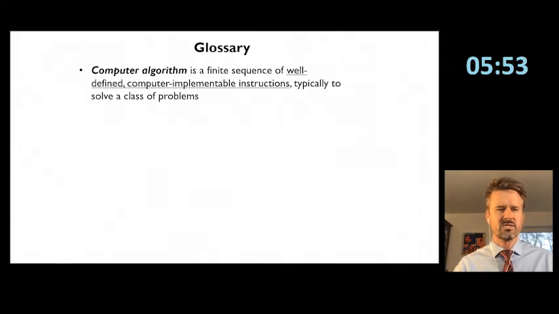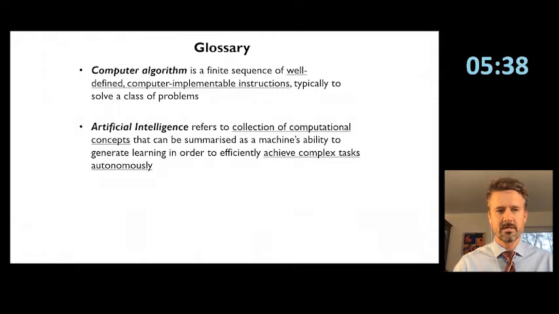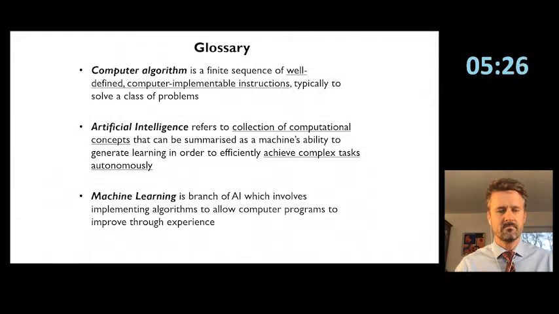So for us to understand the terminology, as I said, a computer algorithm is a very simple definition of a finite sequence of well-defined computer implementable instructions, typically to solve a class of problems. So the computer cannot learn from it, but it will follow what you say. Artificial intelligence, on the other hand, is a collection of computational concepts that can be summarized as the machine's ability to generate learning by itself as it uses the technology. And machine learning in specific is a collection of algorithms that let the machine learn as it goes through the process.